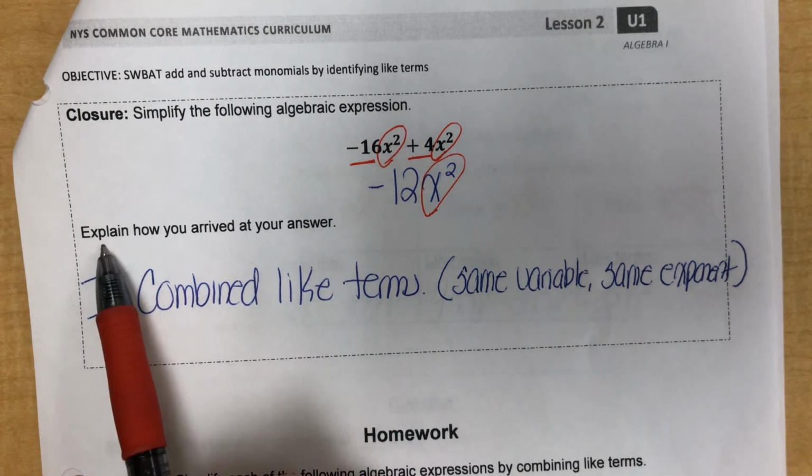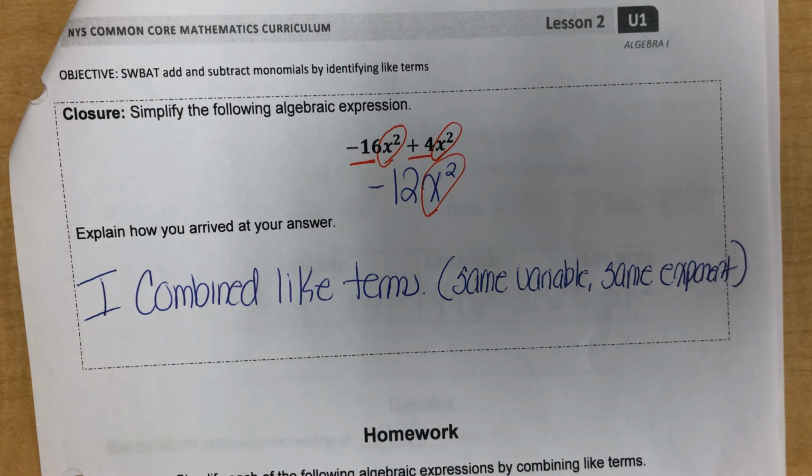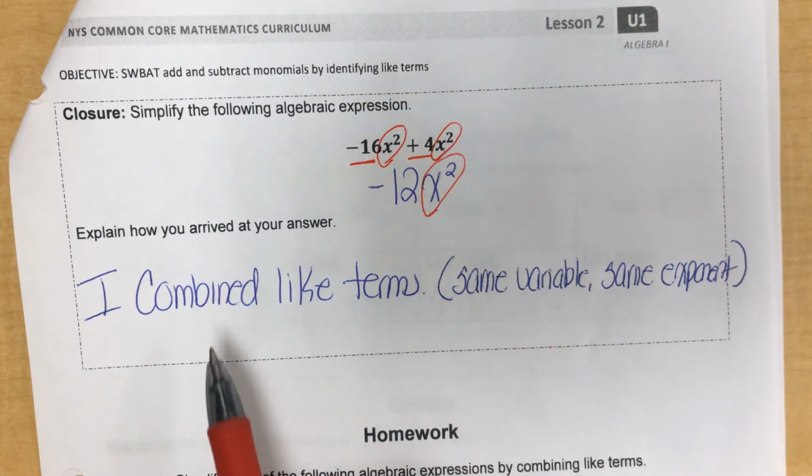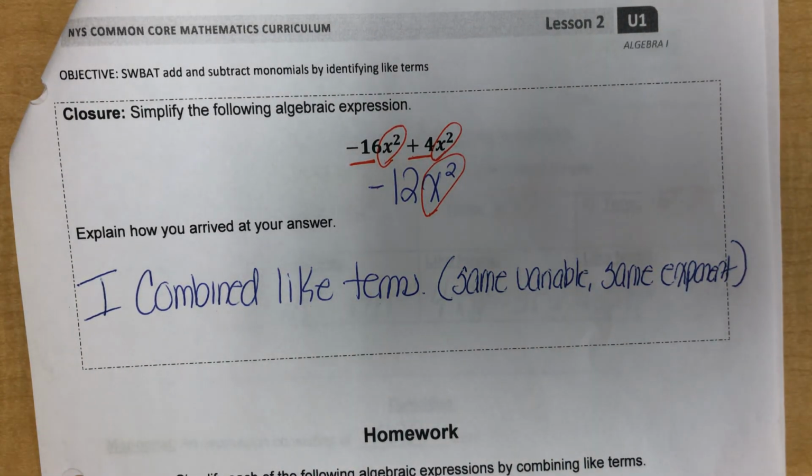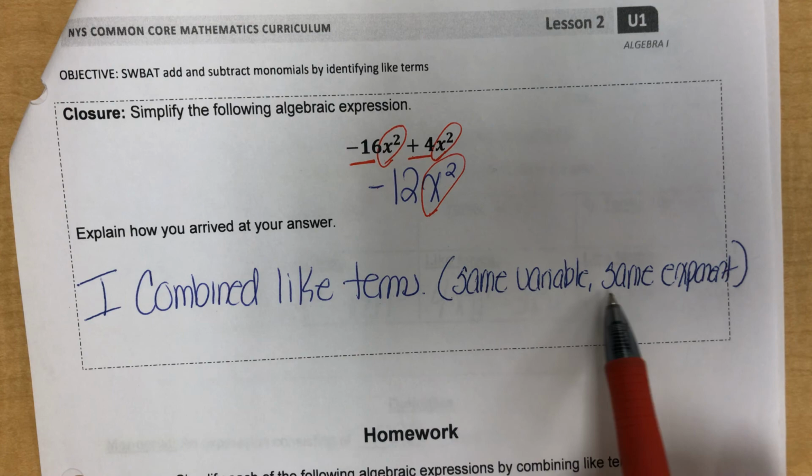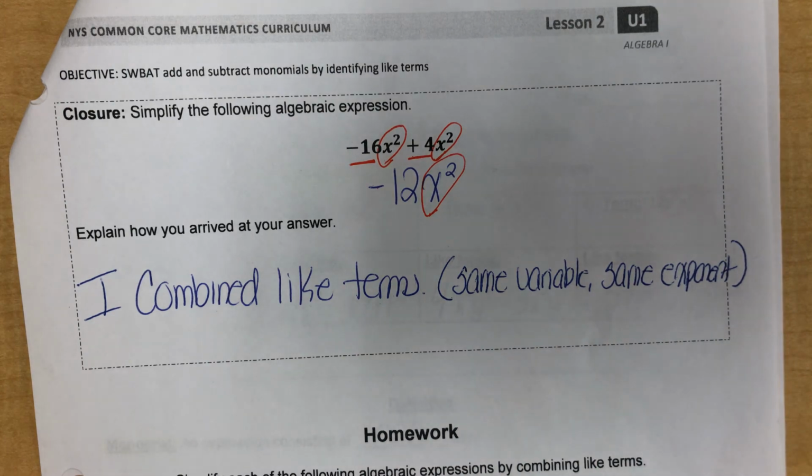And then it says, explain how you arrived at your answer. Well, how did I get this answer? I got it by combining like terms. I would just, again, include how you knew those were like terms. When you take the Regents, this is how they get you with that word explain. If you do not use some type of vocabulary when you're explaining, you won't get full credit, all right?